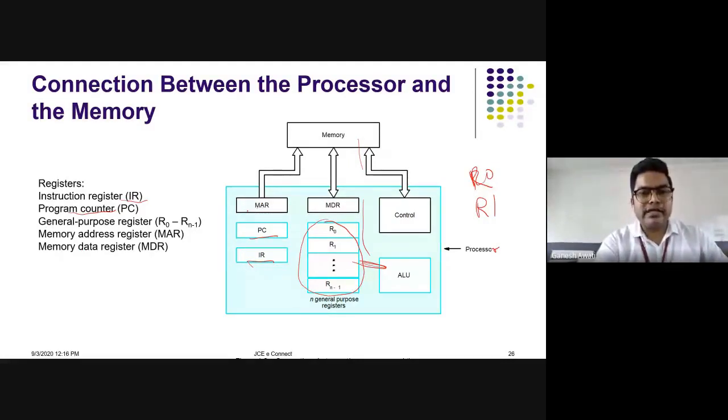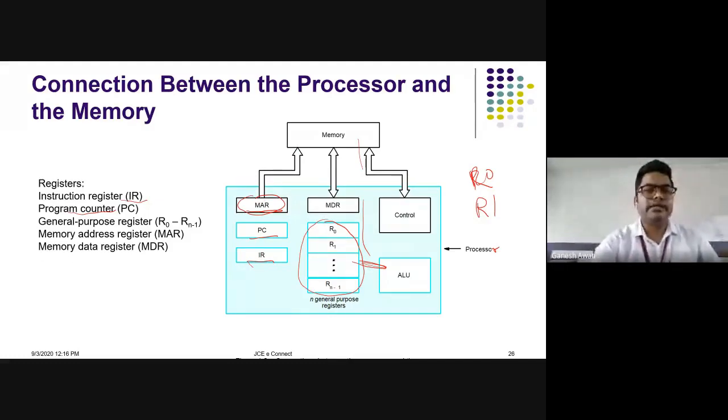Then we have this MAR. MAR is memory address register. In the previous slide we said, first the processor needs to tell which address. So who is going to tell? This memory address register is going to tell which address. So that's why it is in only one direction, from processor to memory. It will tell which memory address I need to access. So only one direction. Yes or no?